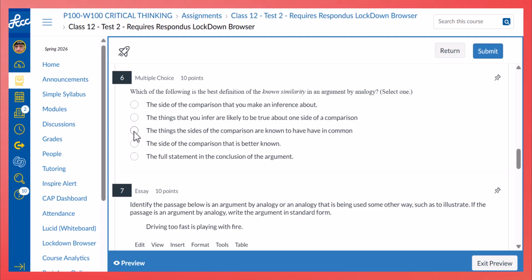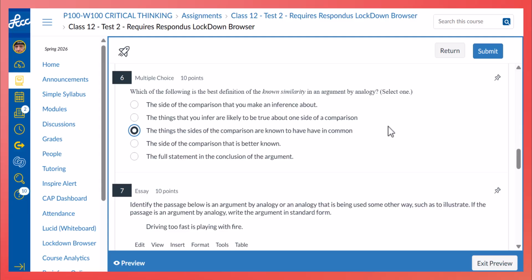So in any argument by analogy, you move from the known similarity, these two things are similar in this way, we know that, to an inferred similarity, where you say, well, I can infer that since our reference analog has this property, the target analog will probably also have this property.